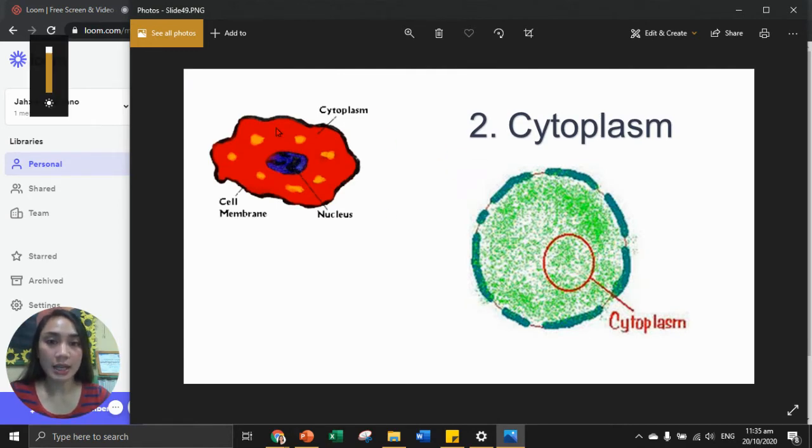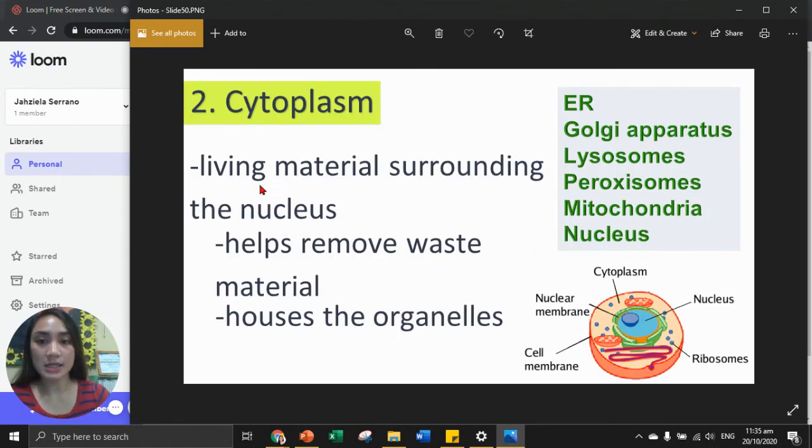Next is the cytoplasm, the one that's inside. The cytoplasm is a living material surrounding the nucleus. It helps remove waste material and houses all the organelles. If we look at a cell as a house, or sorry, as a huge village, our cytoplasm is the one that houses all the organelles.